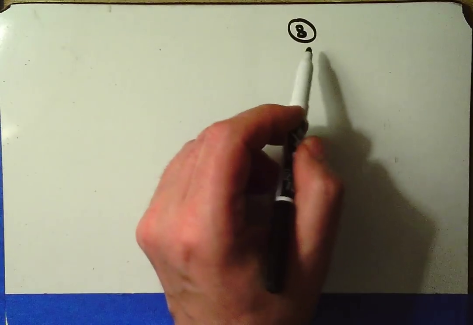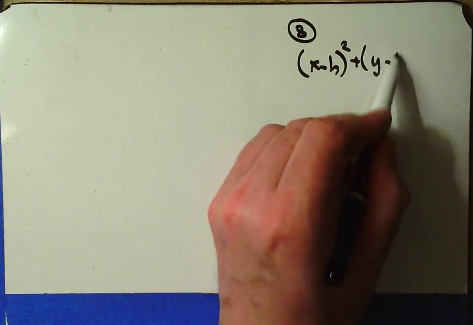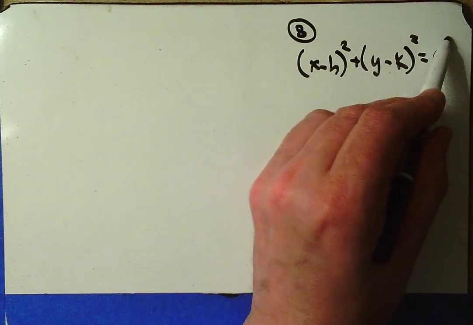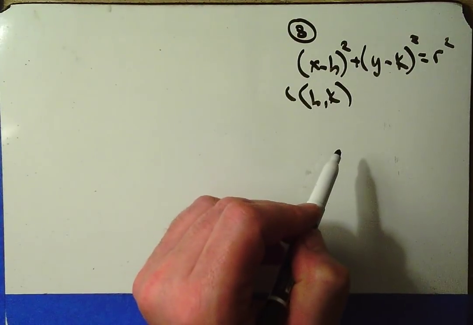8. Which of the following equations best describes the set of all points that are the same distance of 5 units from a point -3, 4? Well, this is almost exactly the definition of a circle. The definition of a circle is the set of all points that are the same distance from a given center point. We remember, I hope, that the equation of a circle is x minus h squared plus y minus k squared equals r squared, where h, k represents the center.